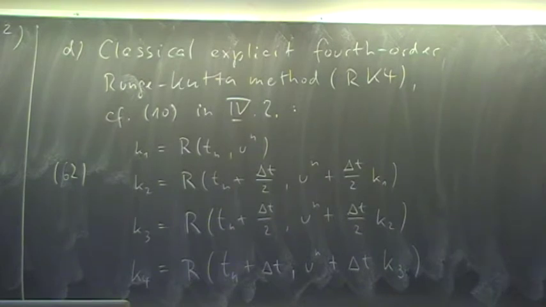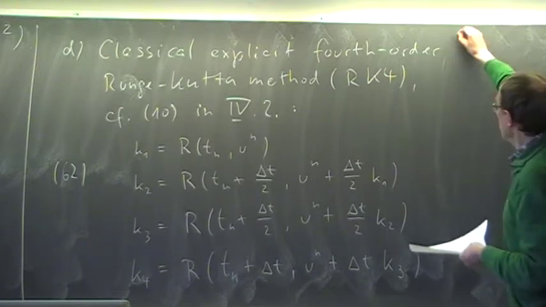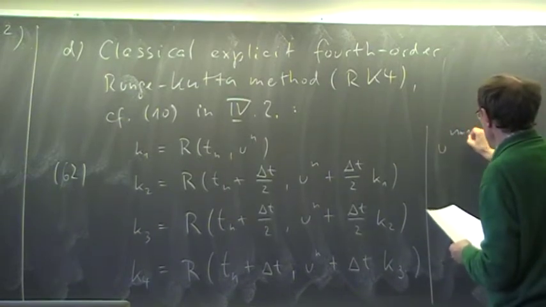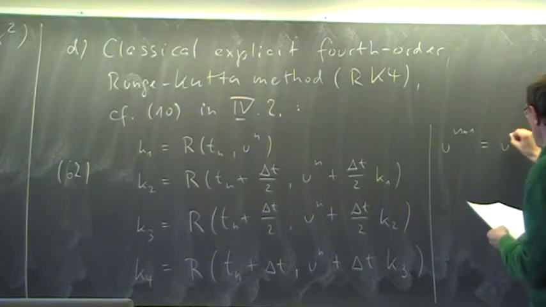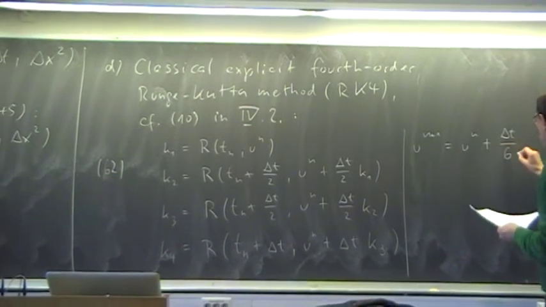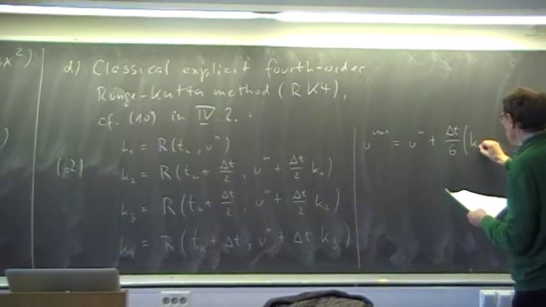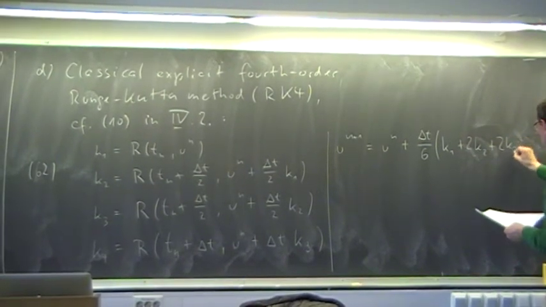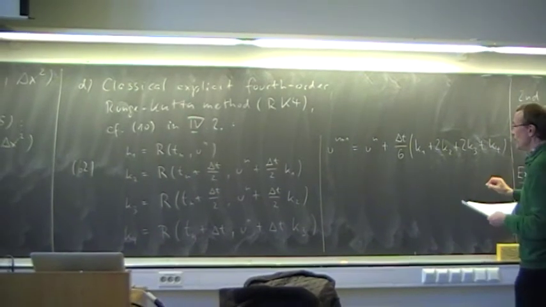So from the programming point of view, it's a very neat thing. It looks complicated, but if you have the function r, this is 4 lines in MATLAB. And the 5th line gives you the solution, that is U^(n+1), the solution at the new time level, is the one at the old, plus the weighted average of the k's, which are the following: K1, 2 K2, 2 K3, and K4.